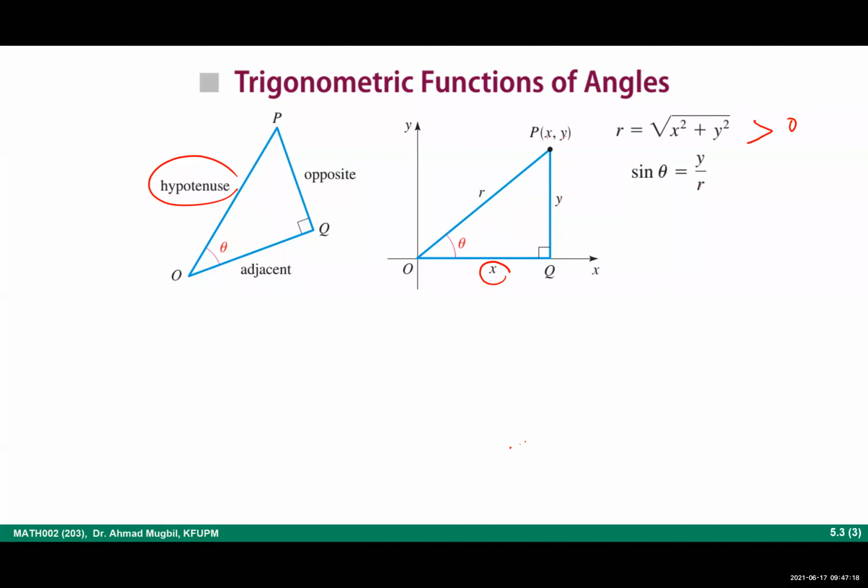Please, be active. Wake up. Cosine theta will be what? It will be x over R, the adjacent over the hypotenuse. And tan theta will be y over x.